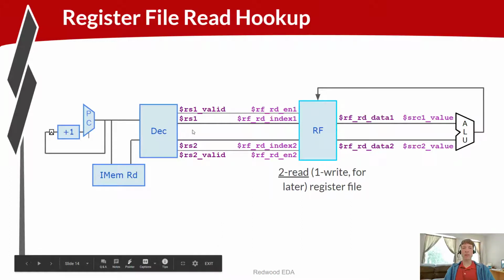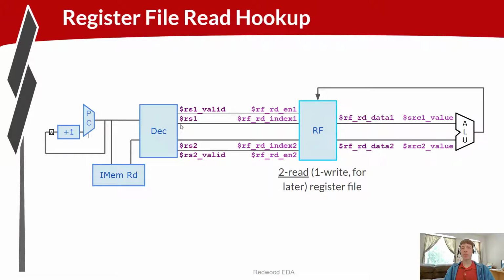Alright, so at this point you're providing the decoder outputs that are necessary to read the register file. So the register file is reading the two source registers for us and providing those register values on its output. The register file itself is provided with generic input and output names. So register file read enable and read index for two source registers.